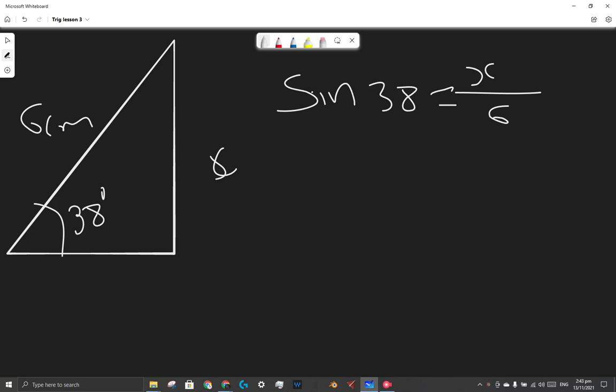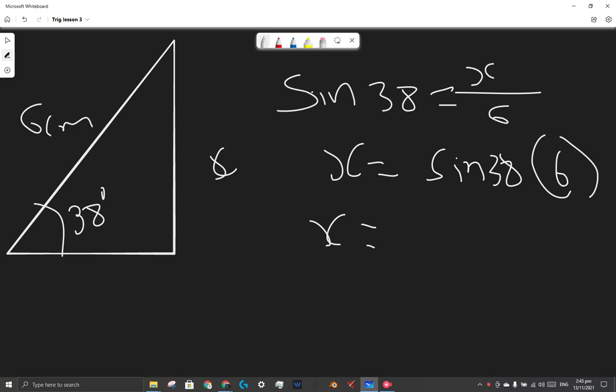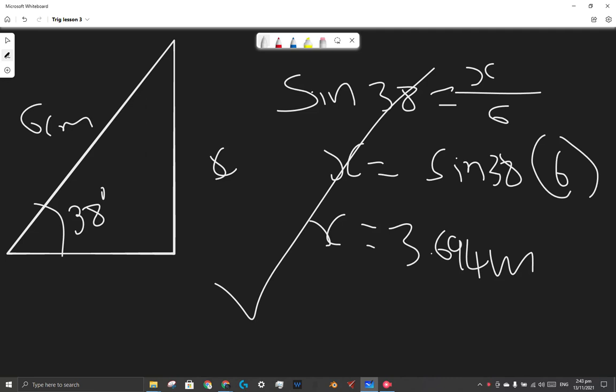And then basically same thing. But what we're going to do instead is multiply, because as you can see, x is in the numerator, not the denominator. So that means we're going to write x equals sine 38 times 6. And if you got x to be 3.694 meters, then well done.